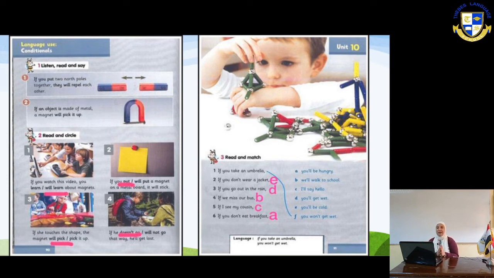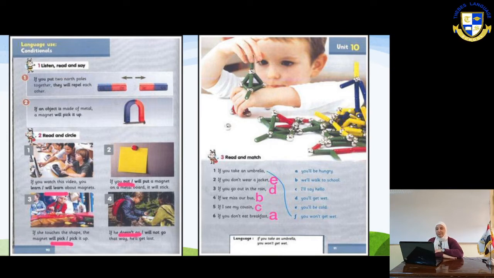You match the numbers with the letters to get one complete sentence that has a specific meaning. Okay? If you do that, you will get that. Number 4, if we miss our bus, we will walk to school. So number 4 goes with B.